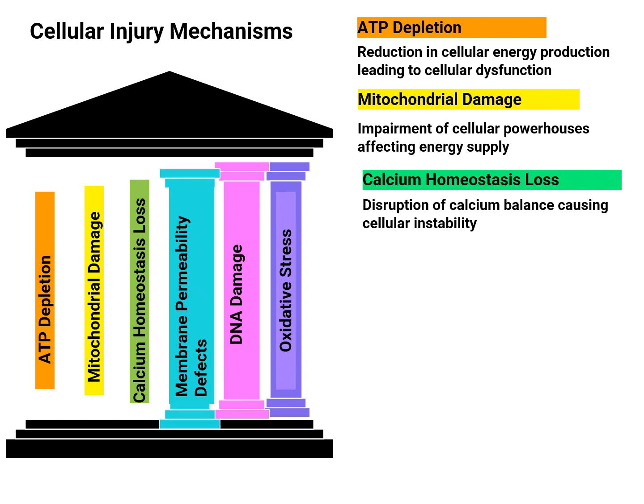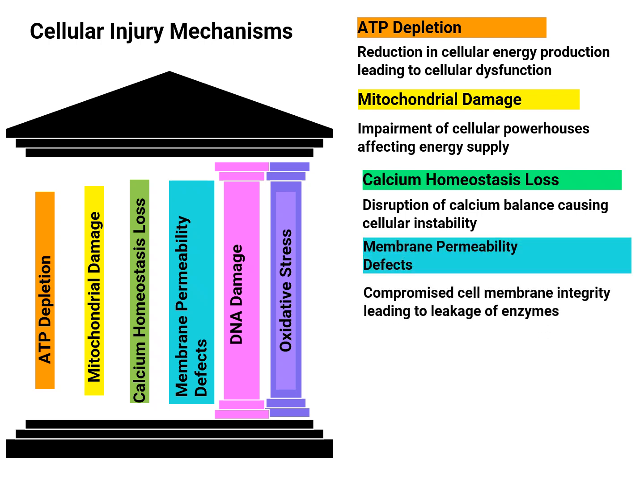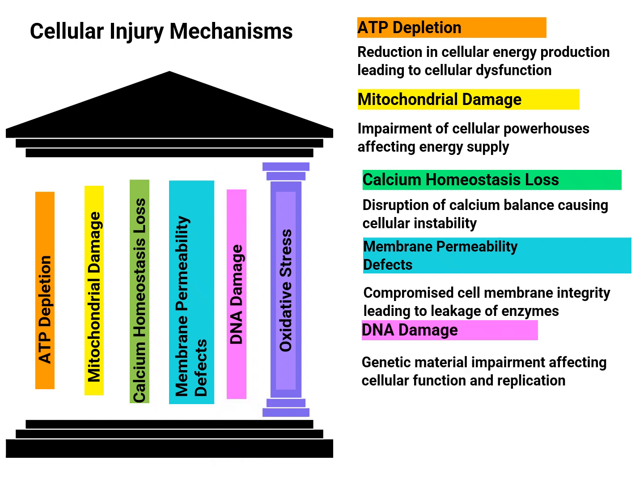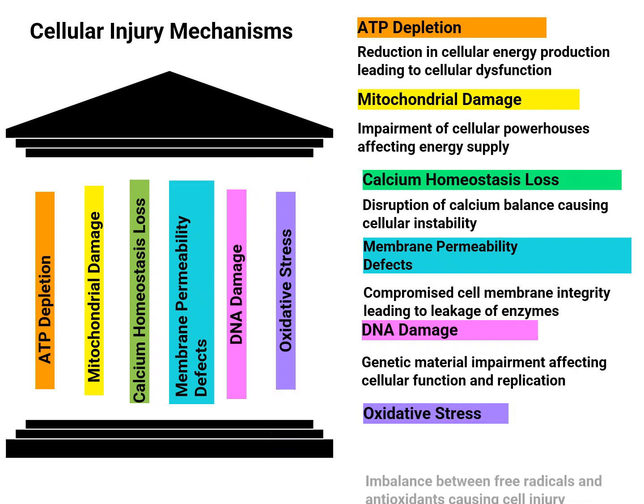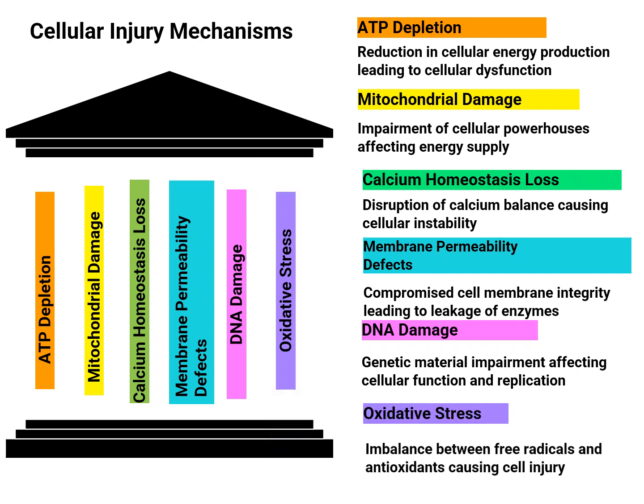Fourth one is membrane permeability defects. Because of defects in the membrane permeability, there is loss of integrity of the cell membrane leading to leakage of enzymes. Fifth one is DNA damage. Because of DNA damage, there is genetic material impairment affecting cellular function and replication. And last one is oxidative stress. What is oxidative stress? It is imbalance between free radicals and antioxidants causing cell injury.